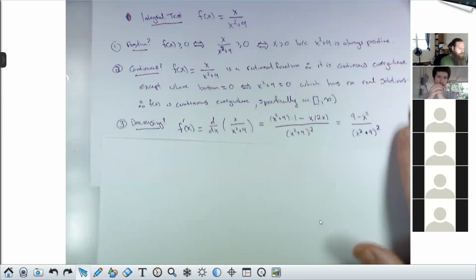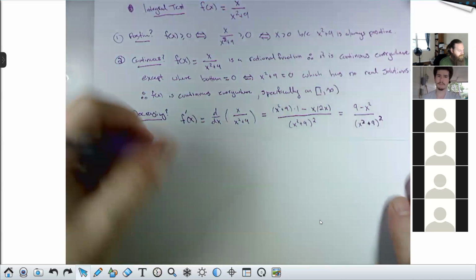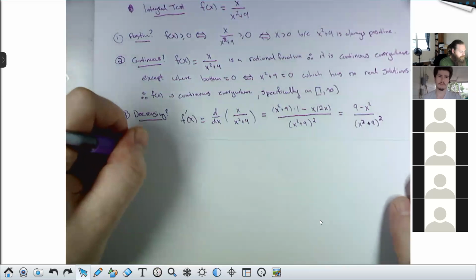In order to do that, we need to find the critical numbers. Critical numbers are places where this thing's capable of changing sign. And there's only 2 of those. It's going to be plus and minus 3. So the critical numbers.